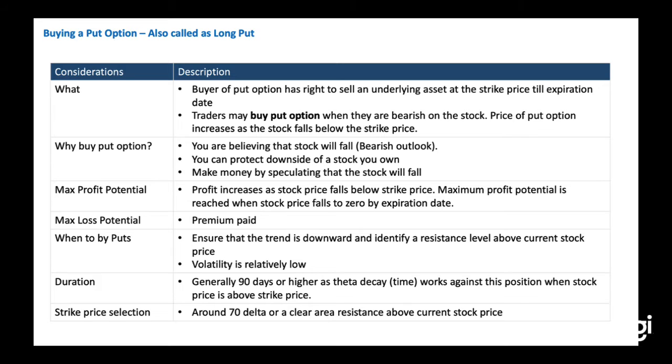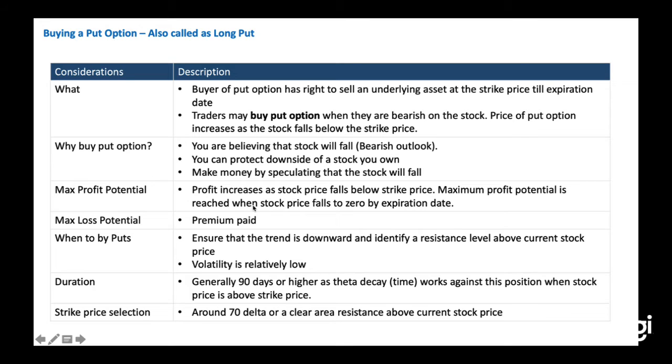So why buy a put option? If you believe the stock will fall and you have a bearish outlook, that's when you buy a put option. And you can protect the downside of a stock that you own. For example, you already own a stock. You are afraid the stock will fall in price. You can buy a put option. And sometimes you can also buy just a put to speculate and make money when the stock falls.